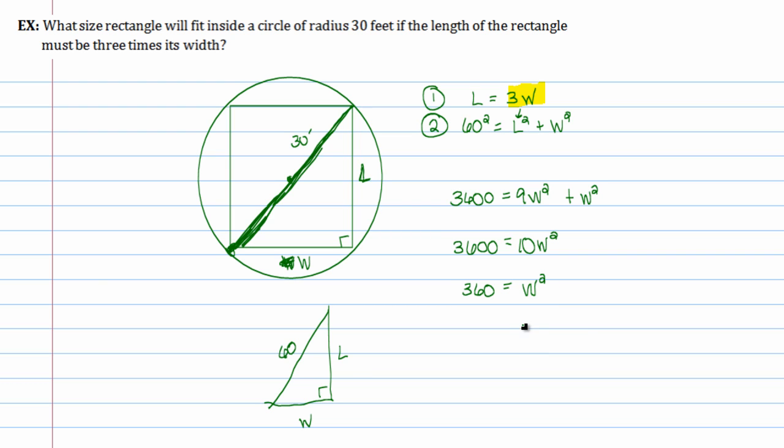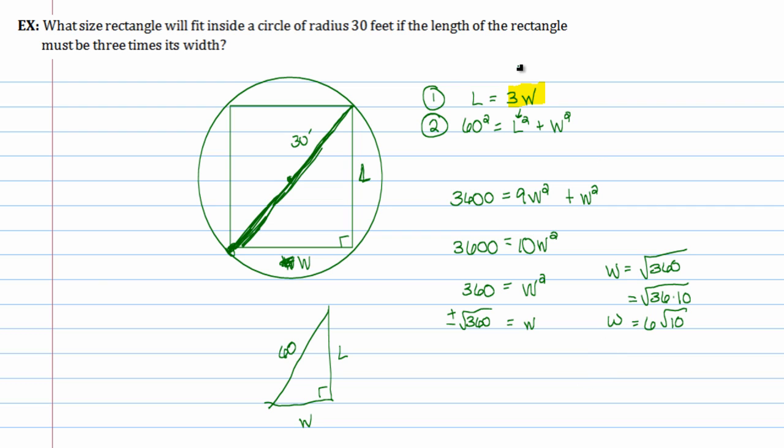Or in other words, W is equal to plus or minus the square root of 360. Now remember, it's a physical application, so the negative doesn't matter. We can throw that out. So W is equal to the positive square root of 360. That actually can be reduced if you know a little bit about radicals. That's 36 times 10. The square root of 36 is 6, but the square root of 10 we can't do anything with. So I know the width is 6 root 10.